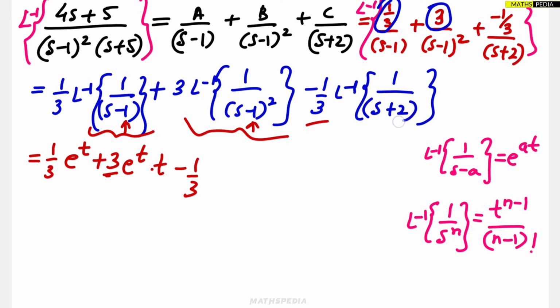Laplace inverse of this one, be careful. The formula is basically 1 by s minus a, not plus a. Here we are having plus 2, so it should be s minus of minus 2. So the a value is minus 2, not plus 2. So it will be e power minus 2t. This will be the final answer.